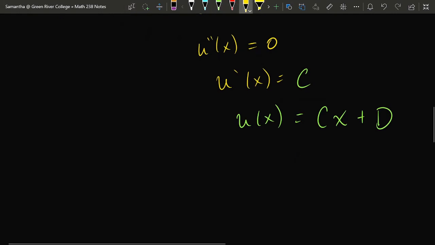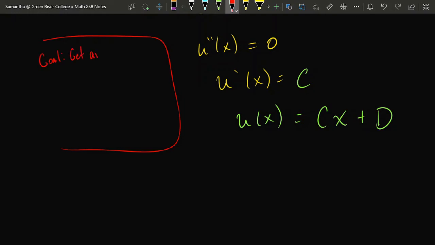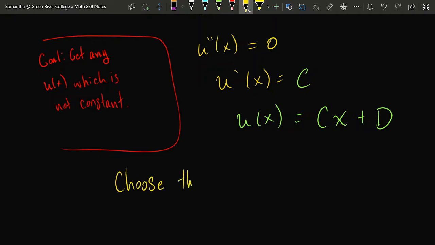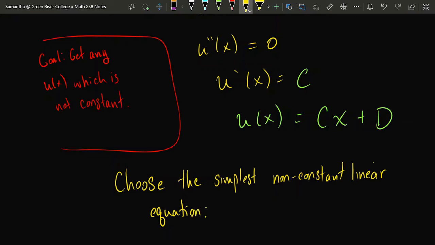Now when you're doing reduction of order, the goal is simply to find any function u of x which is not constant. So for example, I could simply choose the simplest non-constant linear equation, which is just u of x equals x. This would correspond to a c value of positive 1 and a d value of 0.